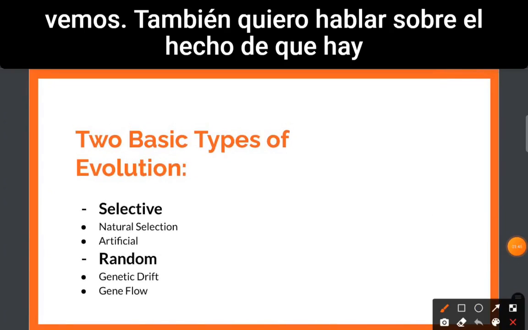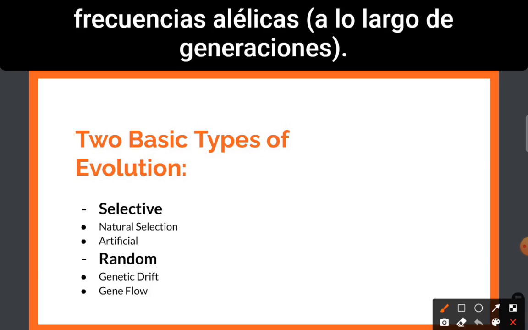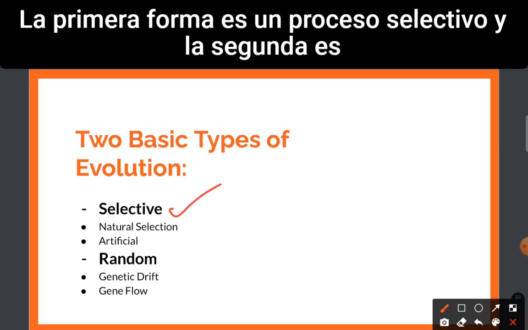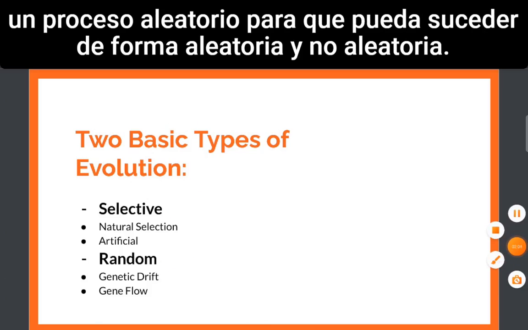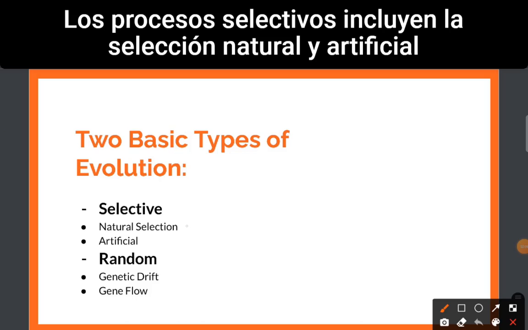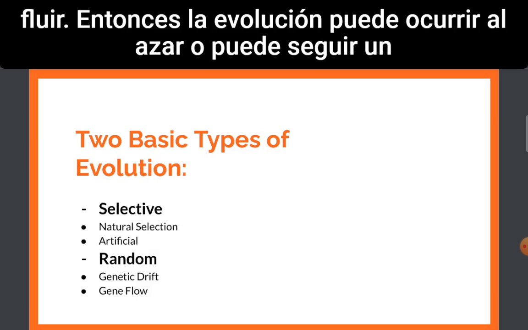I also want to talk about the fact that there are different ways to evolve. Evolving is just a change in your allele frequencies. There are ways to do that. The first way is a selective process, and the second way is a random process. So it can happen randomly and not randomly. Selective processes include natural selection and artificial selection. Random processes include genetic drift and gene flow. So evolution can occur randomly, or it can follow a pattern.